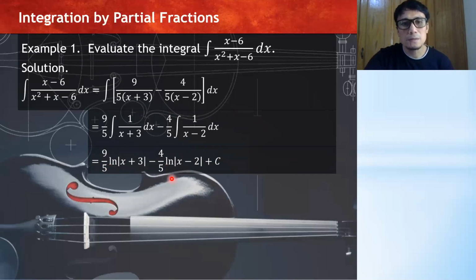Sometimes these two terms with ln can be combined. But since we have 4 over 5 and 9 over 5 here as their coefficients, that gives rise to a radical form actually, or a fractional exponent here. But I think this is a simpler form.